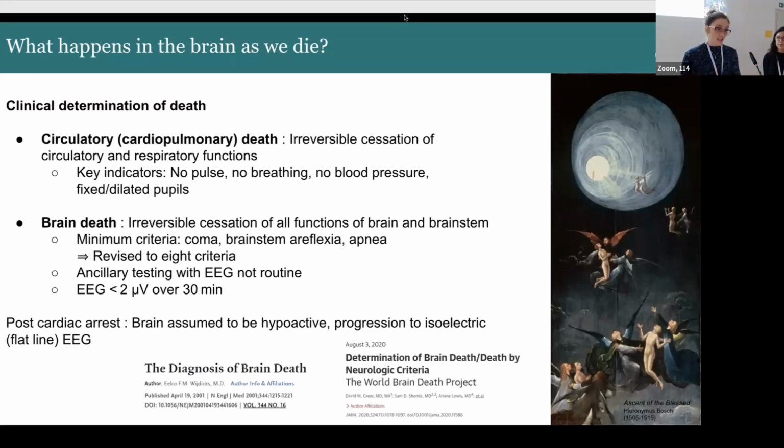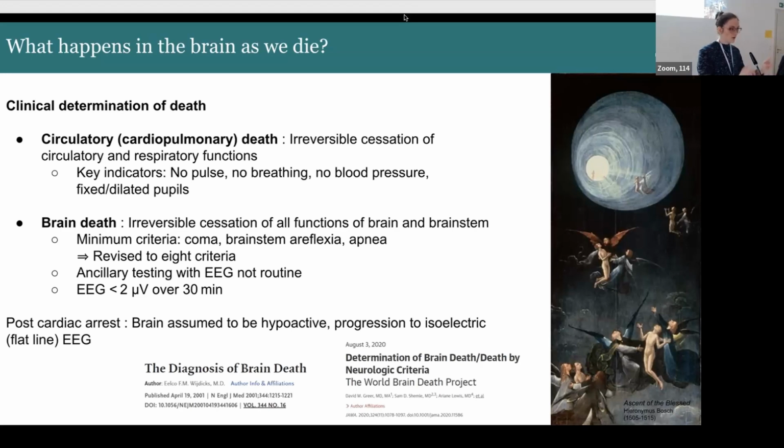Brain death can be determined separately, and it's declared when the brain and the brainstem have, again, irreversibly ceased to function. This means presence of coma, absence of brainstem reflexes, and apnea. Use of EEG is actually not routine in determining brain death, but if it were used, this is where EEG activity would be less than 2 microvolts in amplitude. So this is basically where we are only observing signal noise in the EEG.